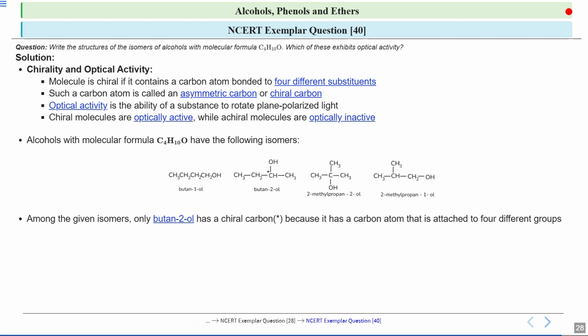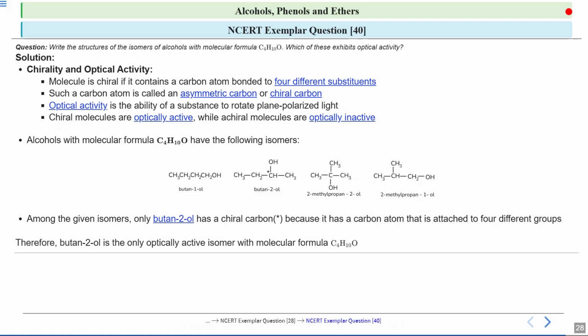So only butan-2-ol has a chiral carbon, because it has a carbon atom attached to 4 different groups. Therefore, butan-2-ol is the only optically active isomer, because only chiral molecules are optically active, that is, they can rotate the plane polarized light. Since this has a chiral carbon, it is the only optically active one among all the isomers given to you.